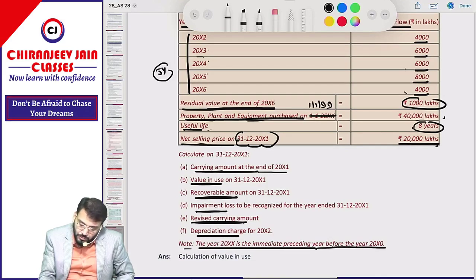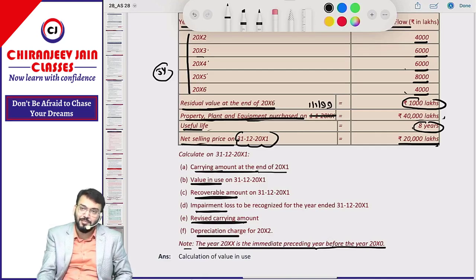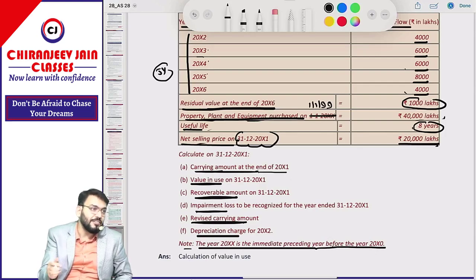Before 2000. Oh, so it is 1999 only. Whatever the year 2000 is, the year immediately preceding it means it is 1999 only.